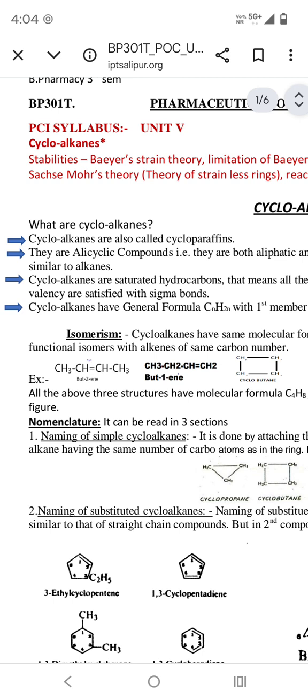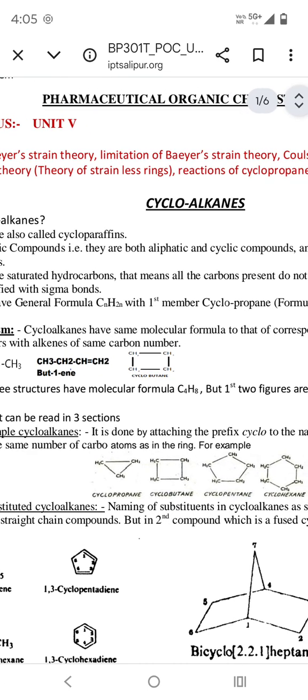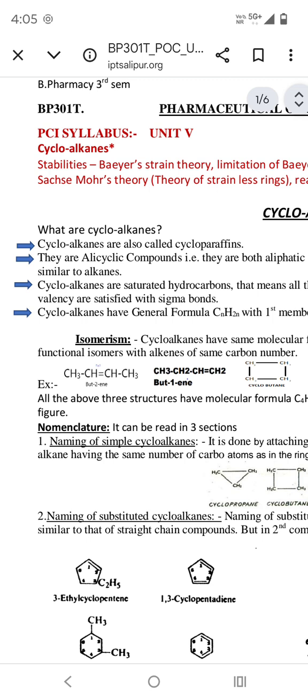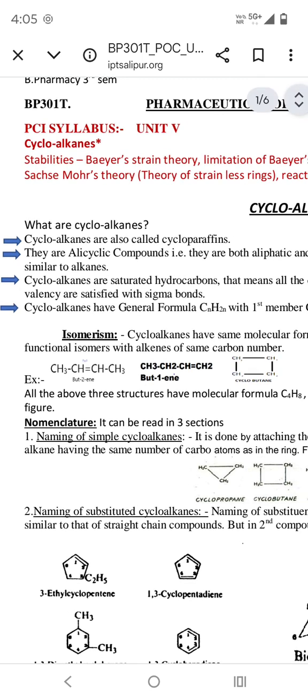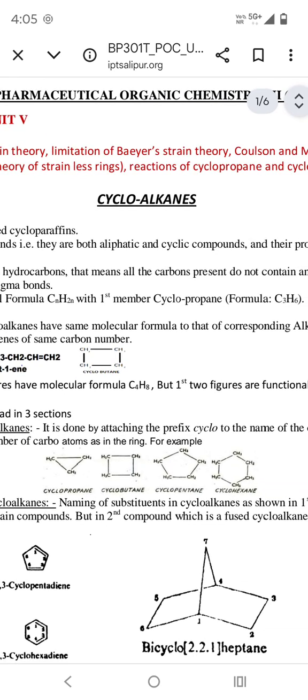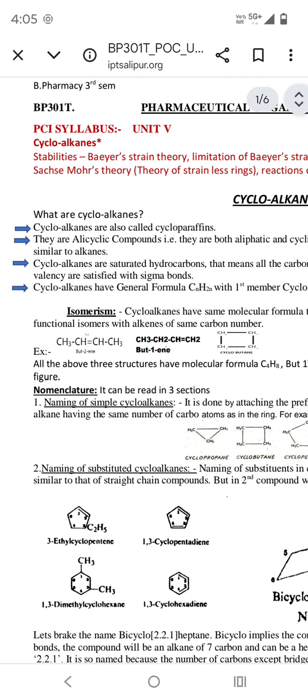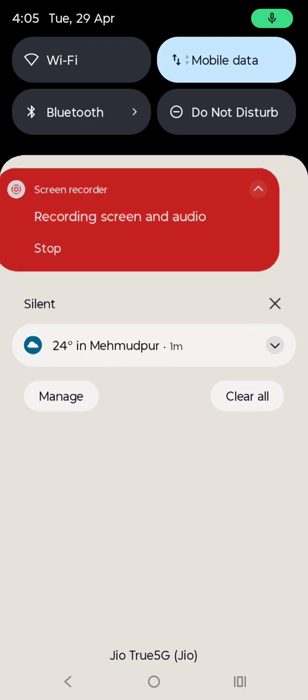Cycloalkanes. What are cycloalkanes? Cycloalkanes are also called cycloparaffins. They are alicyclic compounds. They are both aliphatic and cyclic compounds, and their properties are almost similar to alkanes. Cycloalkanes are saturated hydrocarbons. That means all the carbons present do not contain any pi bond, or all other valencies are satisfied with a sigma bond.